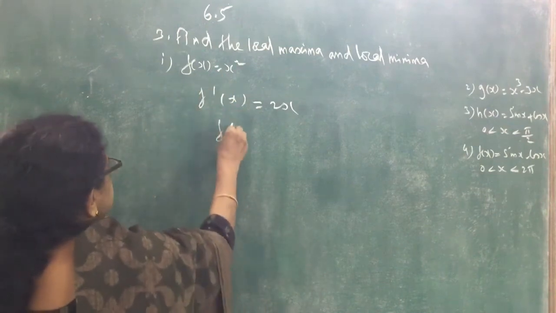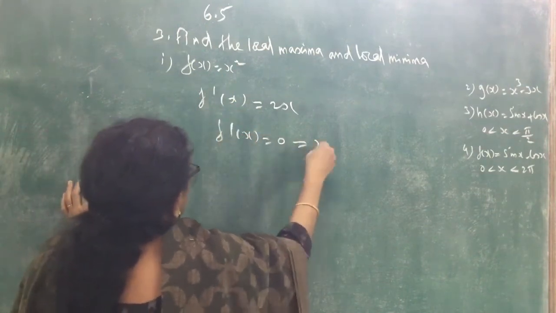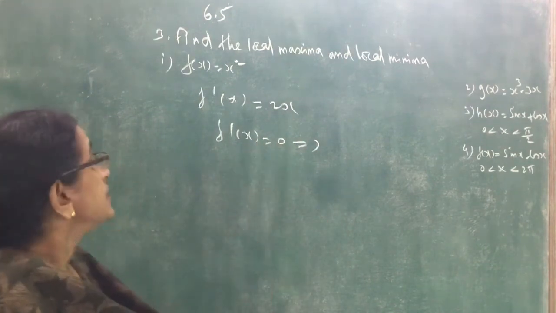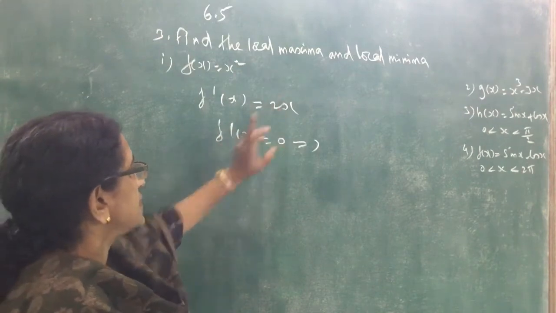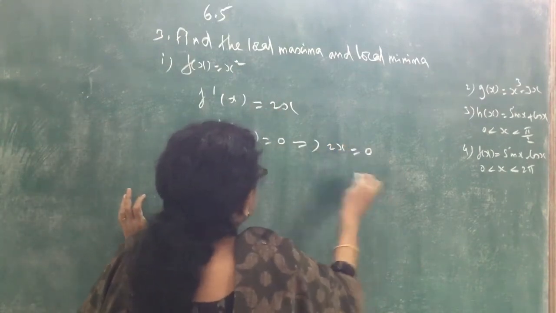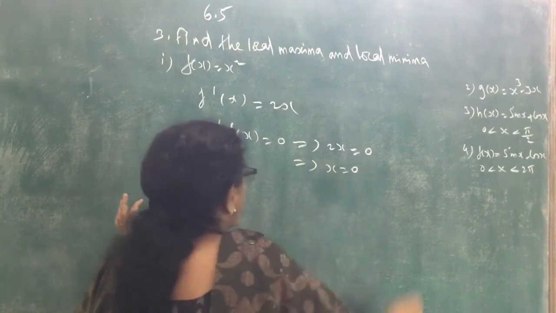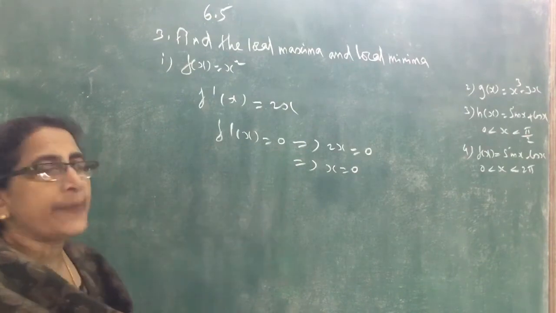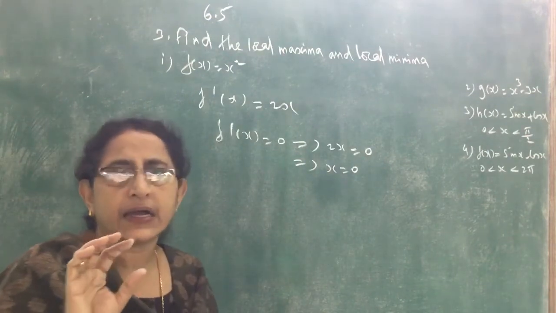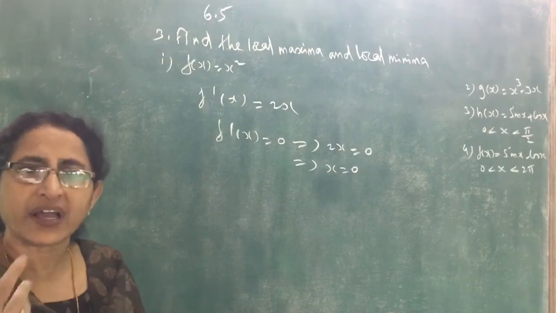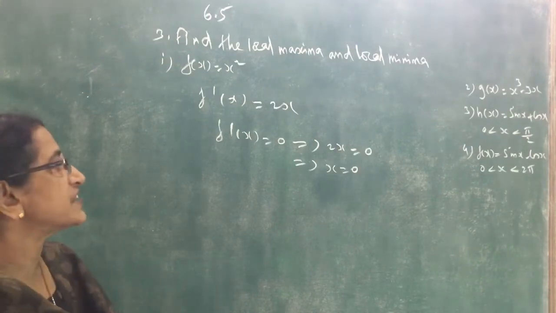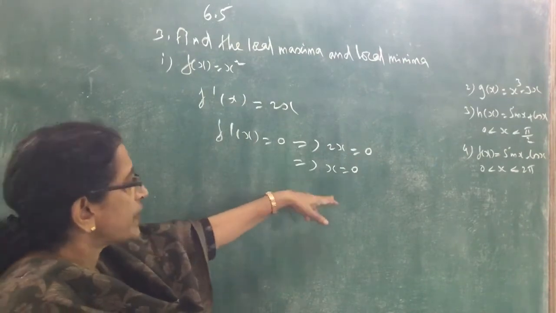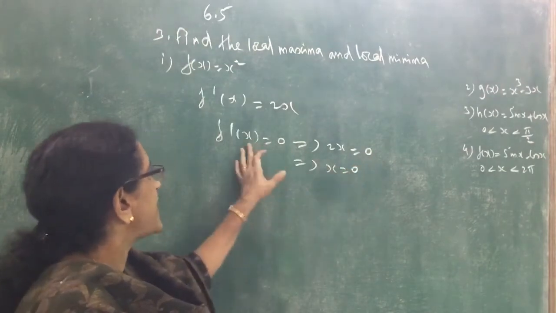Then we write f dash x equal to 0, which implies we find the values of x for which the derivative equals 0. So f dash x equal to 0 means 2x equal to 0. That implies x equal to 0. So there is only one value of x for which the derivative equals 0, because we know when the function has a local maximum or local minimum, then in both cases the first derivative is 0. So we will find the points where the first derivative equals 0. So we got only one value for which f dash x equal to 0.